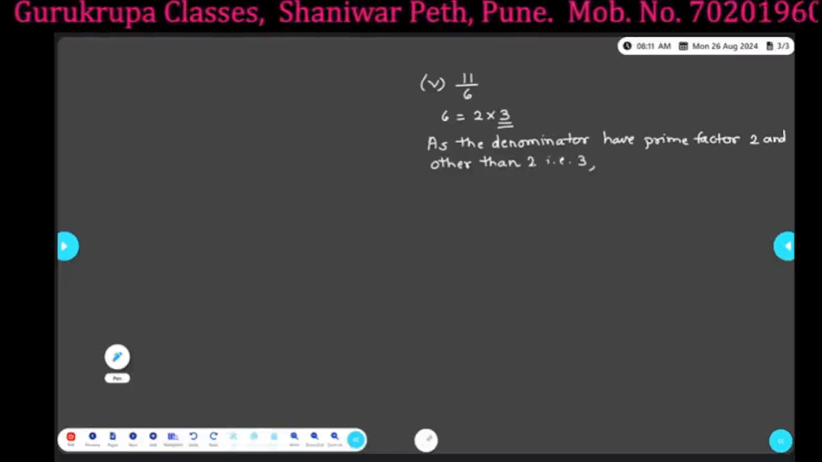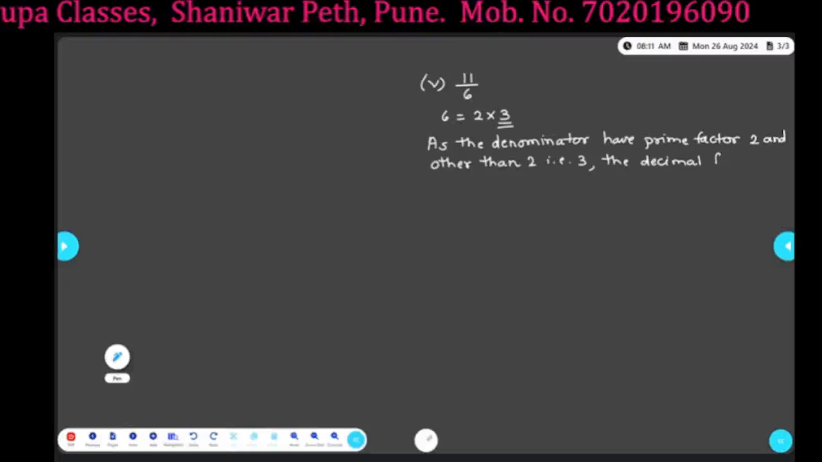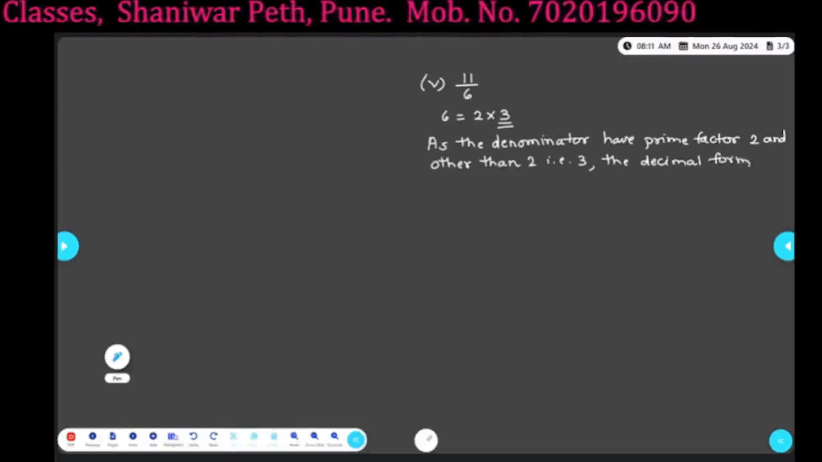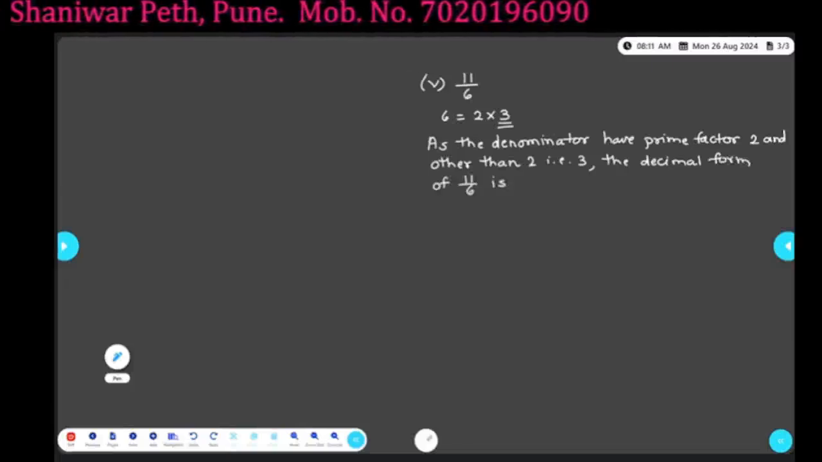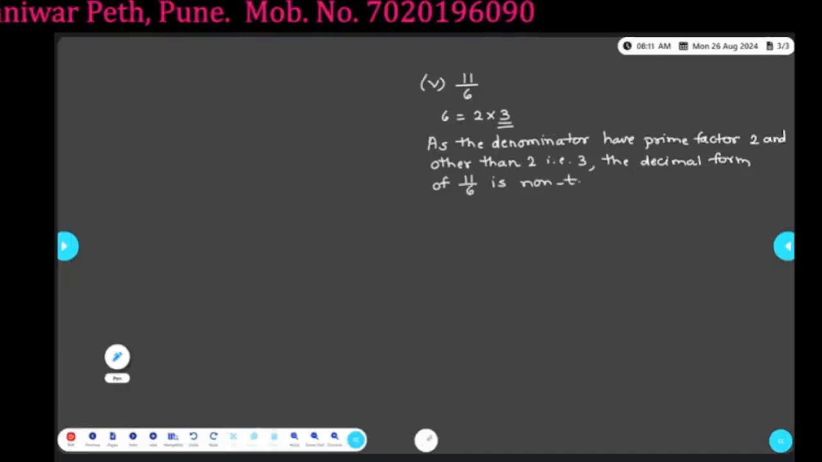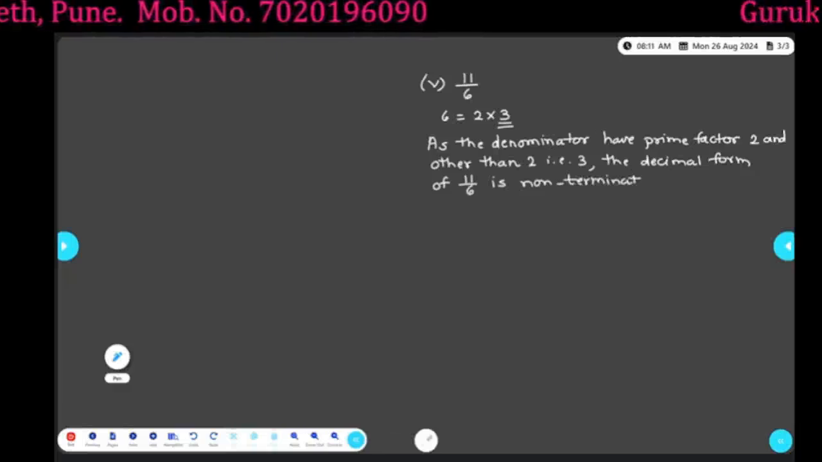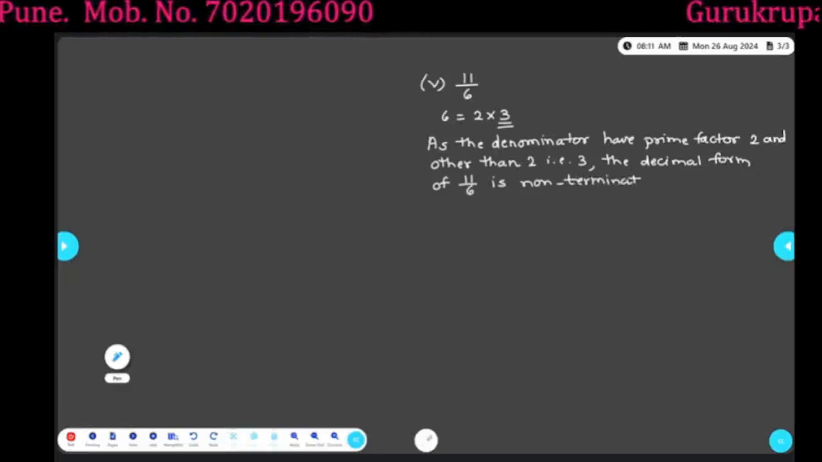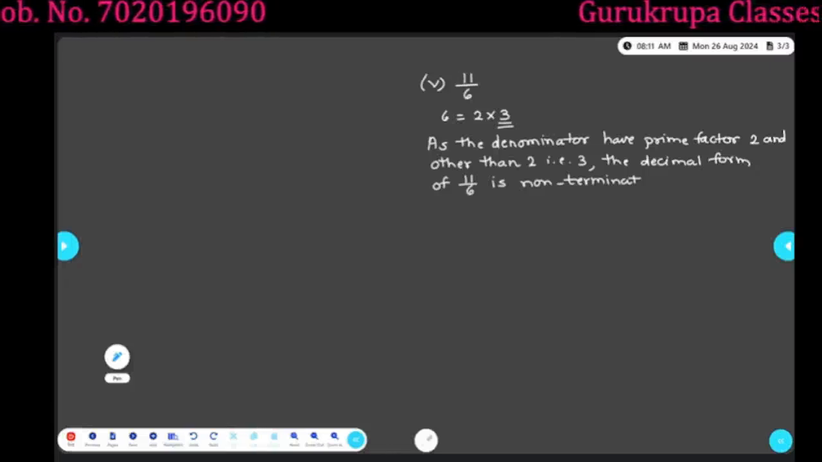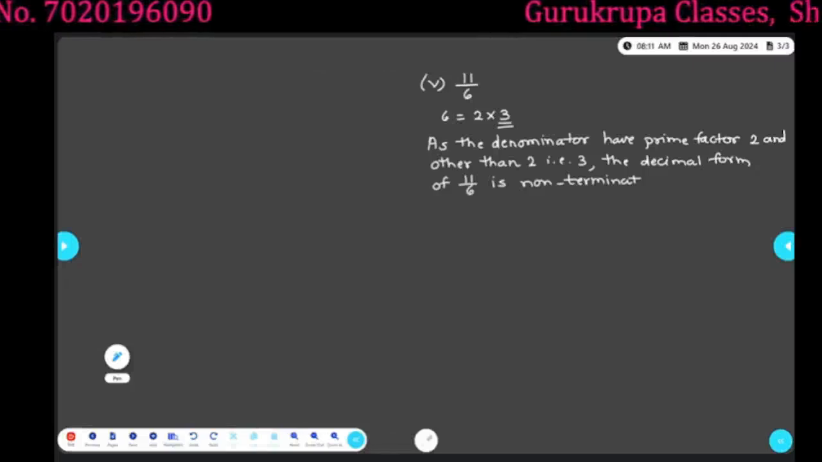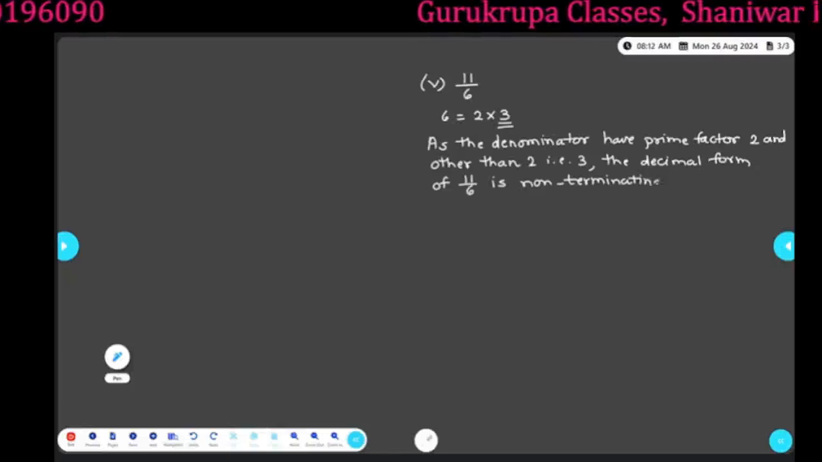Okay. The decimal form, in this case, of the given rational number 11 upon 6 is non-terminating. If the prime factor is only 2 or 5, then it is terminating. But as we get 3 also as a prime factor of the denominator, other than 2, the decimal form of 11 upon 6 is non-terminating and recurring.